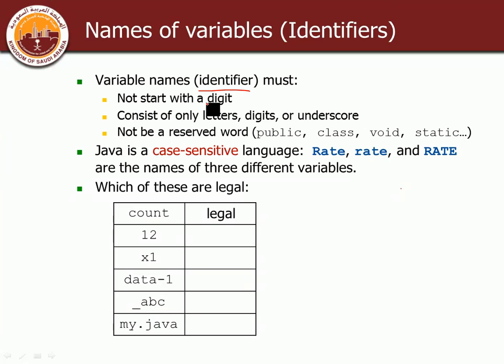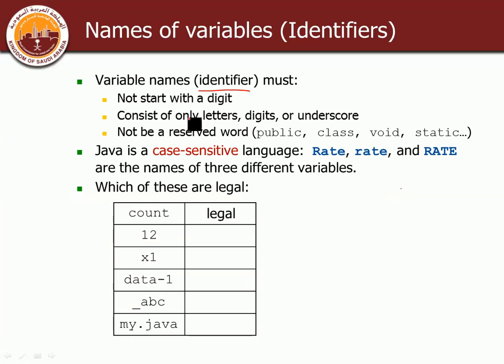Because it doesn't start with a number. It consists only of numbers, letters, and underscore. There are only letters here. It doesn't have to contain a letter, a number, and an underscore. It can maybe be only letters.